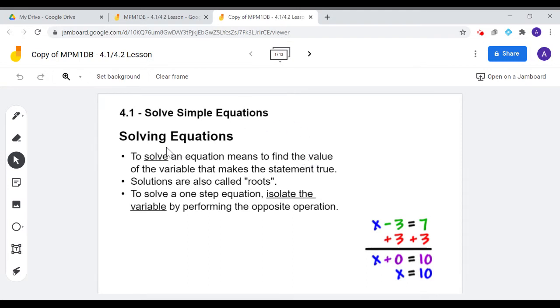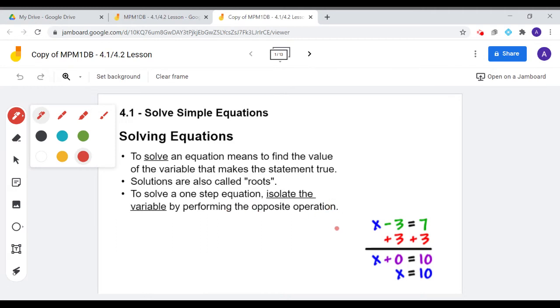So we're going to talk now about solving equations. To solve an equation means to find the value of the variable that makes the statement true. Solutions are also sometimes called roots. And to solve a one-step equation, we need to isolate the variable by performing the opposite operation.